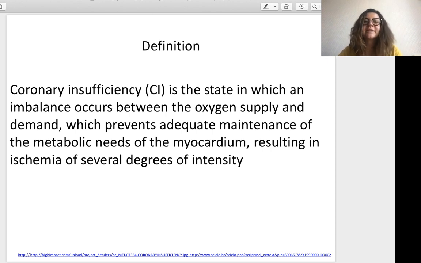What is coronary insufficiency? It is a state in which an imbalance occurs between the oxygen supply and demand, which prevents adequate maintenance of metabolic needs of the myocardium, resulting in ischemia of several degrees of intensity.